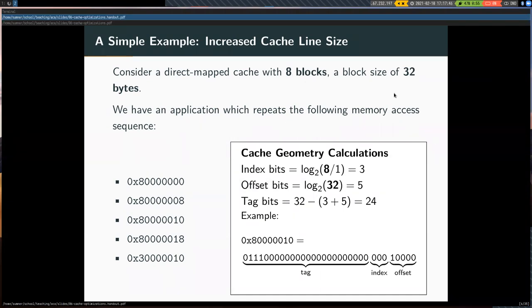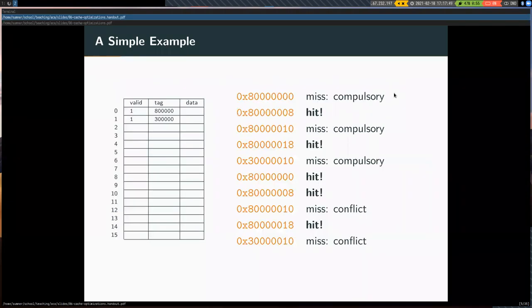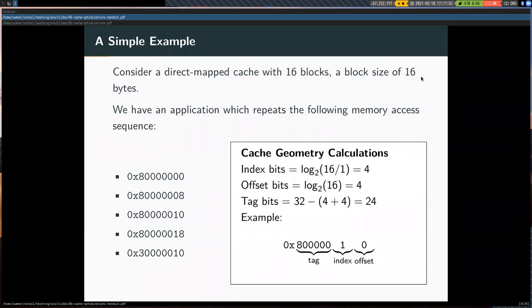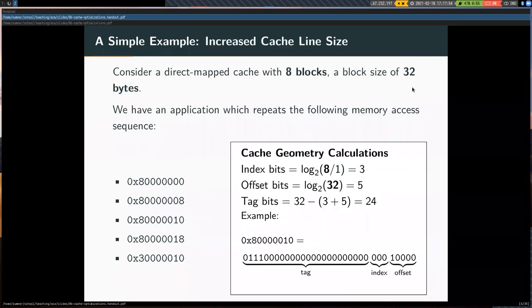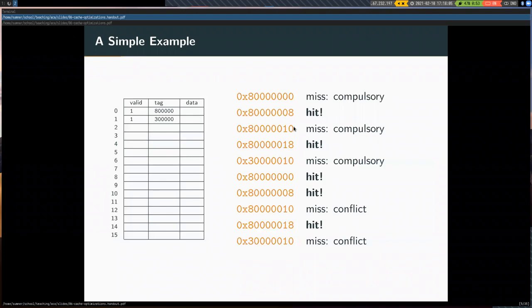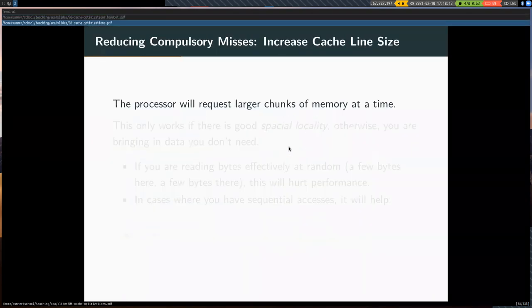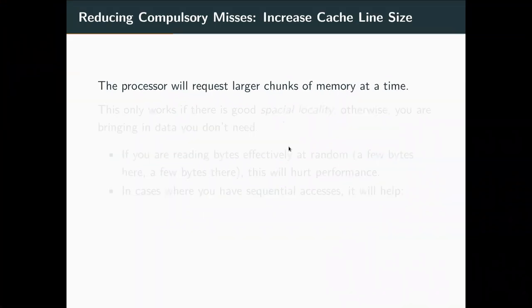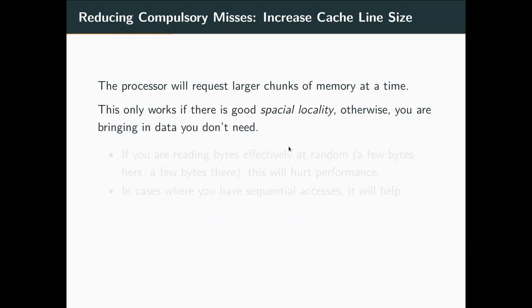So what we noticed is that when we went from this example, which had 16 bytes per block, up to 32 bytes per block, we got more hits. So we got hits on these two, where before we had a miss. So increasing the line size makes us request more stuff from memory, and if we have spatial locality, that's going to help us.